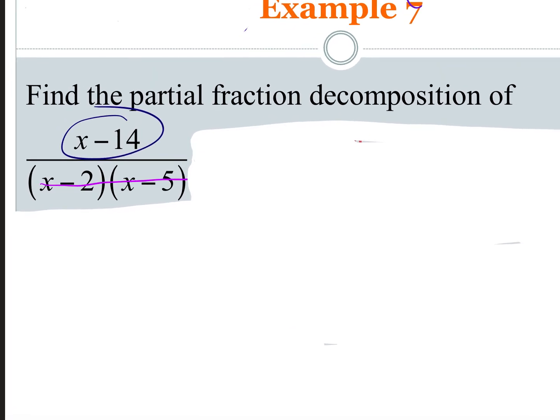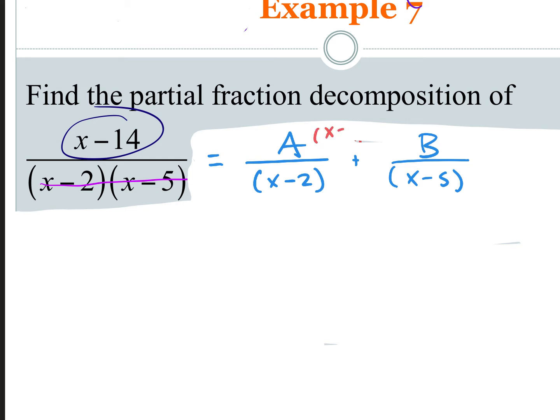So for the next example, we're doing the same thing. It's already factored for us. I'm going to put x minus 2 on the bottom and x minus 5 on the bottom. What's next? Multiply the tops by what's missing. So I'm going to multiply the top here by x minus 5 and the top here by x minus 2.